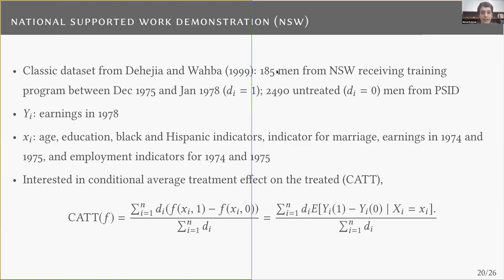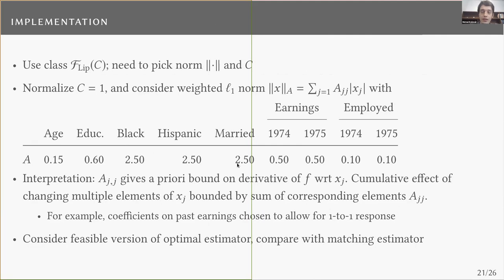So switching gears slightly, the goal is now inference on the conditional average treatment effect on the treated, but everything that I said about the average treatment effect for the whole population is just going to apply for this estimand with obvious adjustments. As covariates, we use the same covariates as Dehejia and Wahba, namely age, education, Black and Hispanic indicators, an indicator for marriage, past earnings, and past employment indicators. Now, the key in implementing our method is going to be imposing this Lipschitz smoothness class and picking this Lipschitz smoothness constant C.